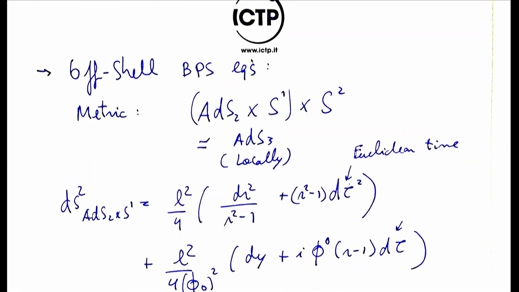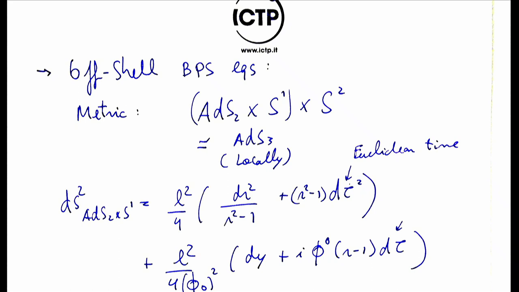So there's also an off-shell formulation of this theory. And if you look at the off-shell BPS equations, you'll find that the metric can be of this type. I told you in the beginning that there's a family of solutions, but I'll be looking at one extremum where you have a locally AdS3 factor, some AdS2 times S1, and that is a two-sphere there.